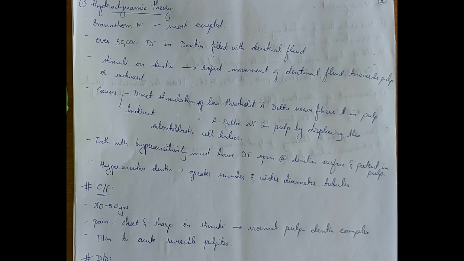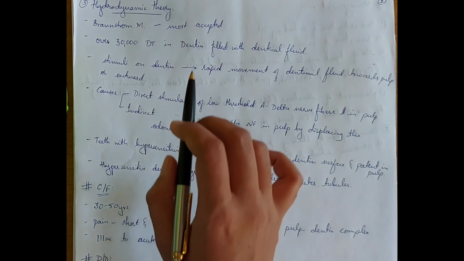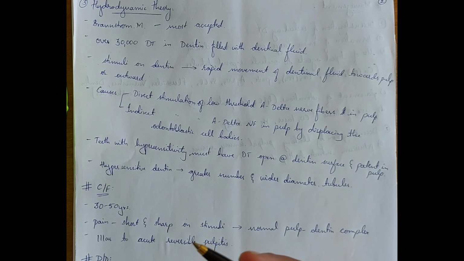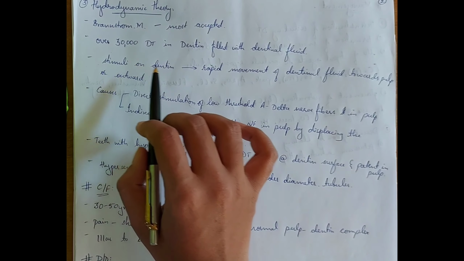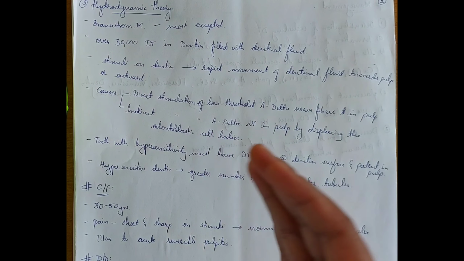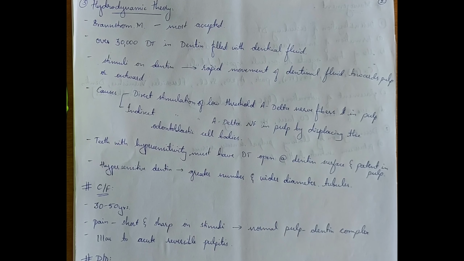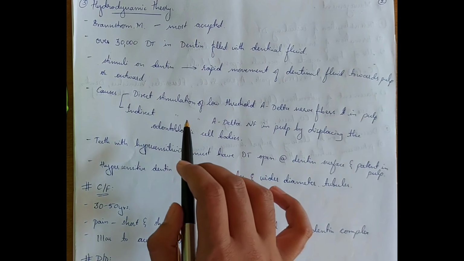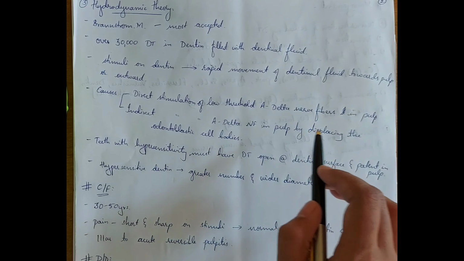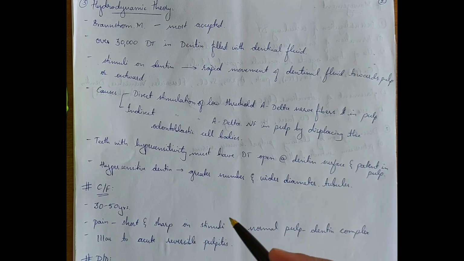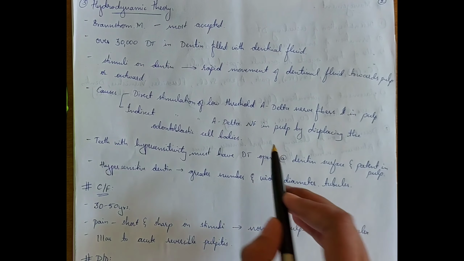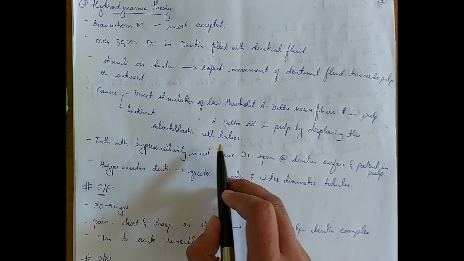Now, moving on to the third theory, that is the hydrodynamic theory, which was proposed by Brannstrom M. It is the most accepted theory. So, the dentin contains over 30,000 dentinal tubules, which are filled with dentinal fluid, which is an extracellular fluid of the pulpal connective tissue. So, when a stimulus is applied on the dentin, there is rapid movement of dentinal fluid towards the pulp and outward. This can cause direct stimulation of low threshold A delta nerve fibers in the pulp or indirect stimulation of A delta nerve fibers in the pulp by displacing the odontoblastic cell bodies.